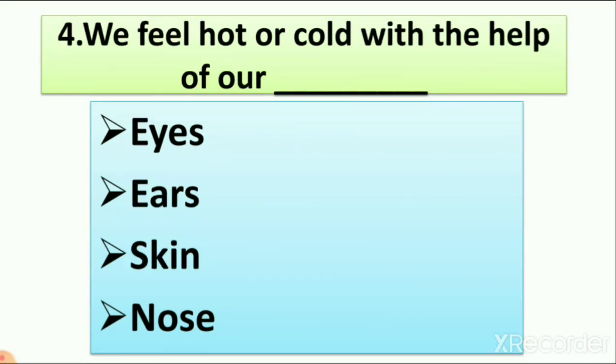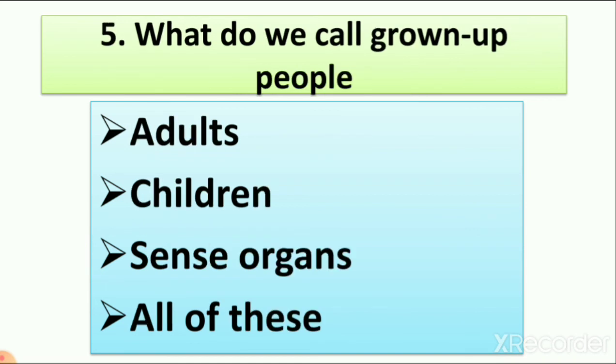So we can hear the voice of train, but we cannot feel that the engine of train is very hot with the help of our ears. So which body part helps us to feel hot and cold? It is our skin. So the answer is skin. We feel hot or cold with the help of our skin. Nose helps us to smell things, right? Now let's see question number 5.